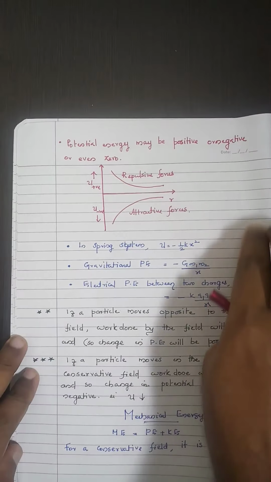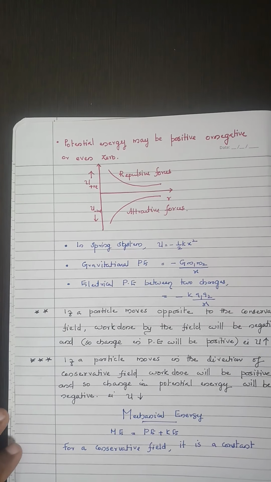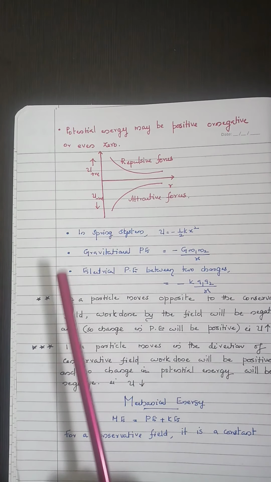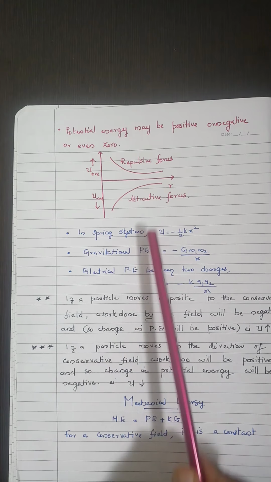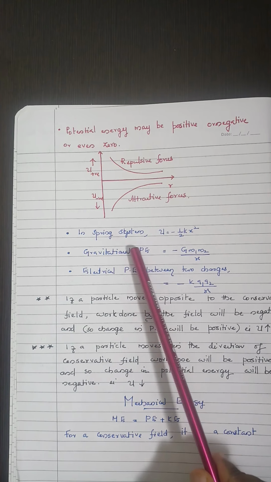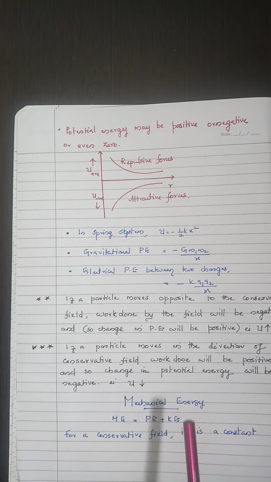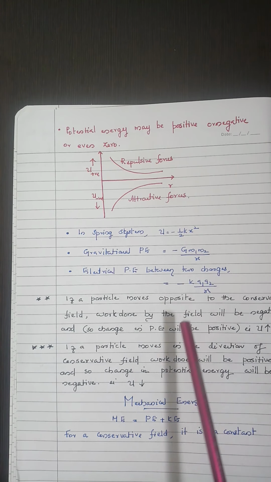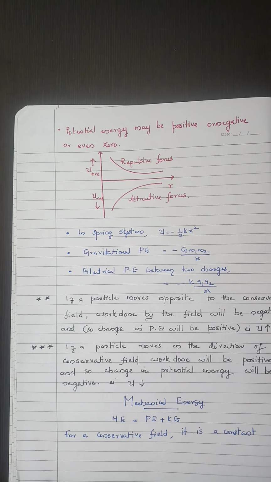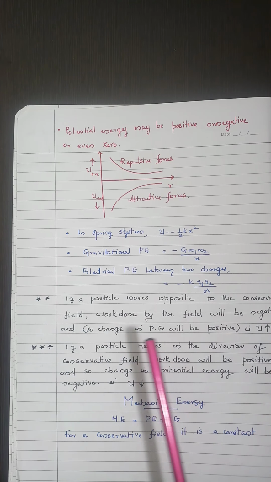And see the case. If you just draw the potential energy curve with respect to separation, for repulsive forces the potential energy is positive, and for attractive forces it is negative. Look, for a spring system it is minus half k x square, then the gravitational potential energy, and the electrical potential energy between the charges. Look at the very important two concepts. If a particle moves opposite to the conservative field, work done by the field will be negative.